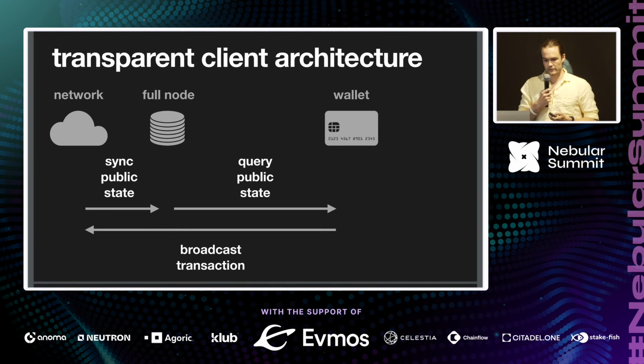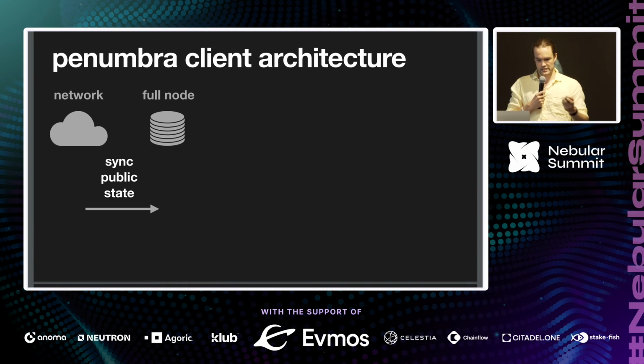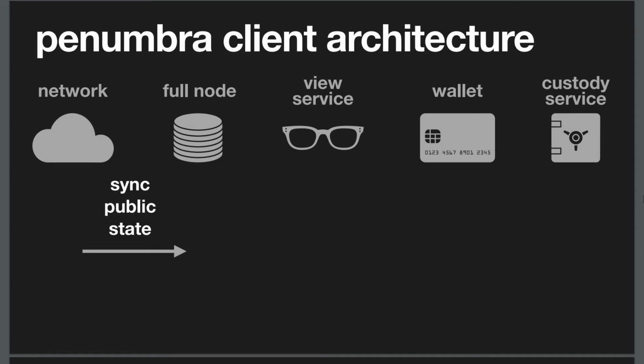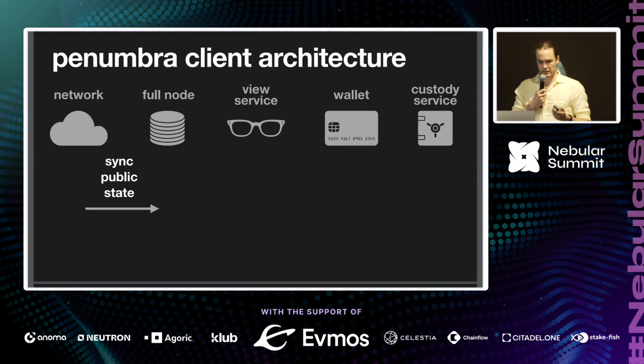So in order to try to preserve the good parts of this architecture in a private context, we've actually taken the wallet code and split it up into 3 pieces. So we still have this idea of a network, a full node, but now we can differentiate and say what that's syncing is the public part of the chain state. And then we introduce this view service, the wallet, and the custody service. So the software is split out by cryptographic capability. The view service only has the ability to view, and the custody service is what actually holds the spending keys. The wallet software ends up being a coordinator.